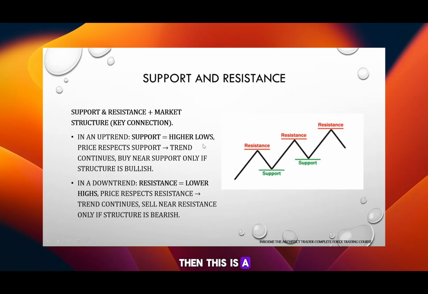Then this is a more detailed explanation. In an uptrend, support equals higher lows, price respects support, the trend continues, you buy near support, right, only if structure is bullish. In a downtrend, resistance equals the lower highs. That's in a downtrend, the resistance is the lower highs. Price respects that resistance, the trend continues, sell near the resistance only if structure is bearish.